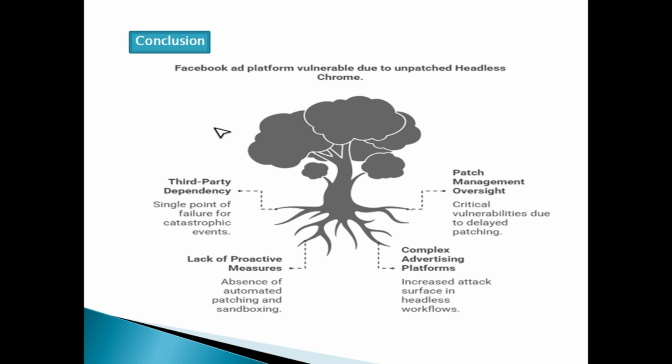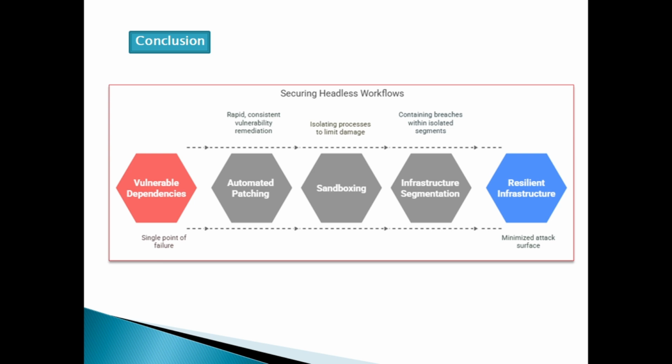Conclusion. The Facebook headless Chrome incident exemplifies how third party software dependencies can become catastrophic single points of failure. Sadeghipour's discovery underscores that even tech giants like Meta face critical oversights in patch management. The $100,000 bounty validates the economic logic of bug bounty programs, but proactive measures, automated patching, sandboxing, and infrastructure segmentation are essential to preempt such flaws.